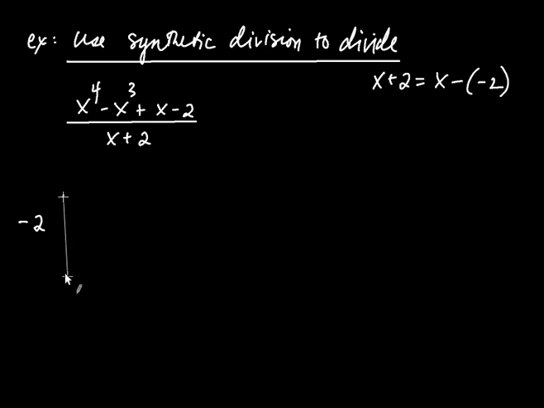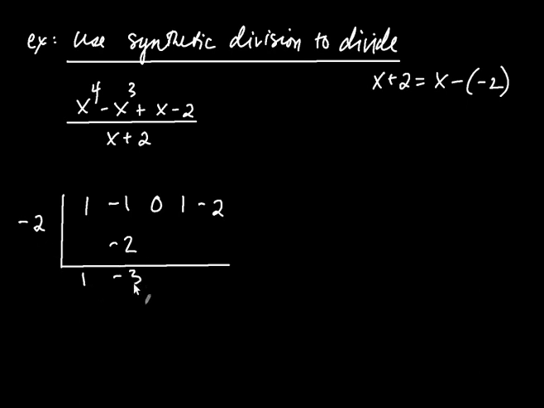Okay, then you write your upside down division symbol, just like before, and you put the coefficients, which would be a 1, a negative 1, it's missing a term of degree 2 so you put a 0, you put a 1 for the coefficient here, and then finally negative 2. You bring the 1 down, and then you multiply, so it's going to be negative 2, and you put it there. Add those together to get negative 3. Multiply to get 6. Add, you get 6. Multiply, you get negative 12. Add, you get negative 11. Multiply, you get 22. And then add, you get positive 20.